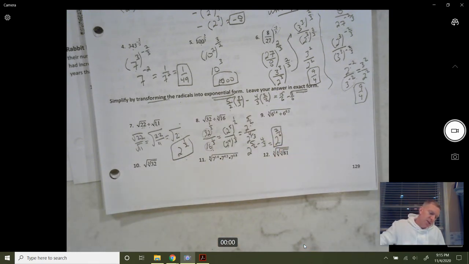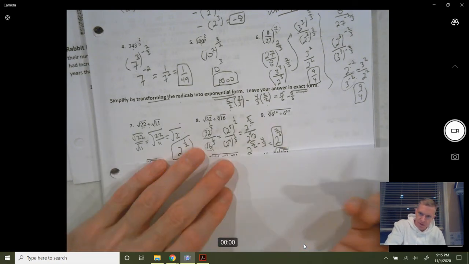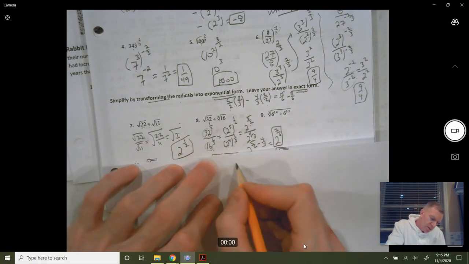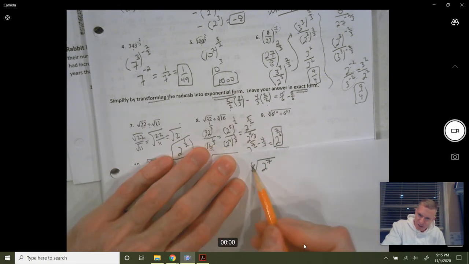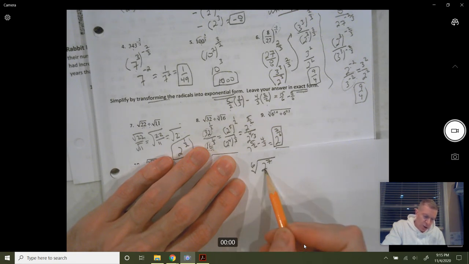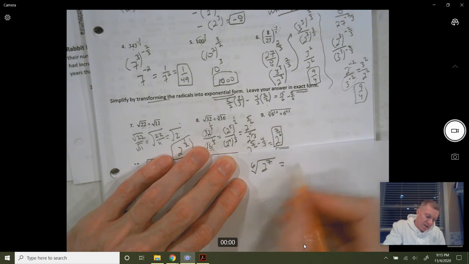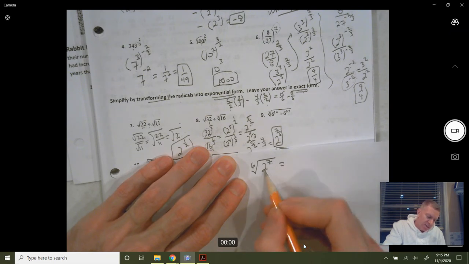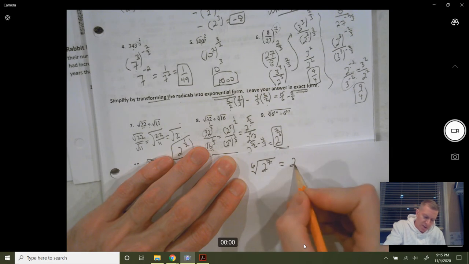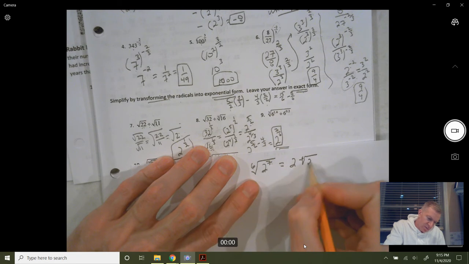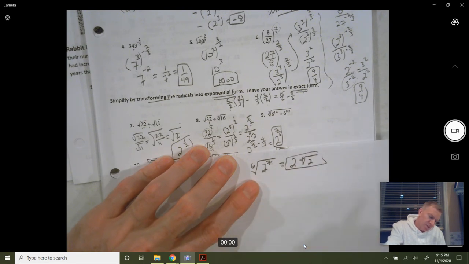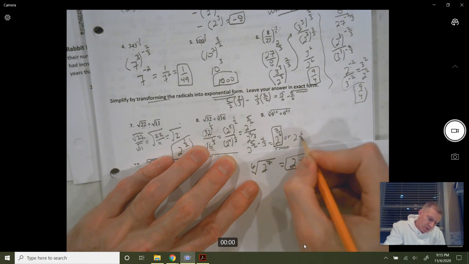Just for fun, let's put that in radical form, just to review what we did the other day. In radical form, this one, number 8, that would be the 6th root of 2 to the 7th. Since it's a 6th root, we would need something to the 6th to be able to take it out. Do we have 6 2s? We do. We have 7, so we can take 6 of them. 6th root of 2 to the 6th would just be a 2 on the outside, and then we have 1 2 left inside our 6th root. So this would be 2 times the 6th root of 2.